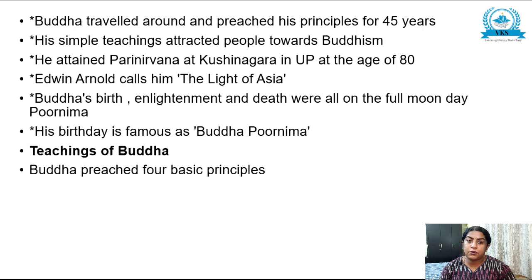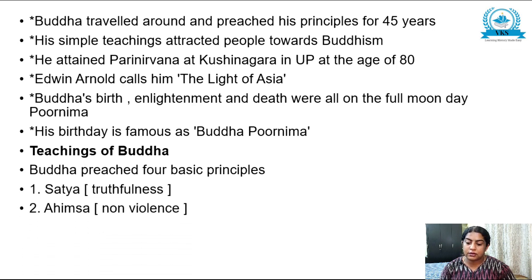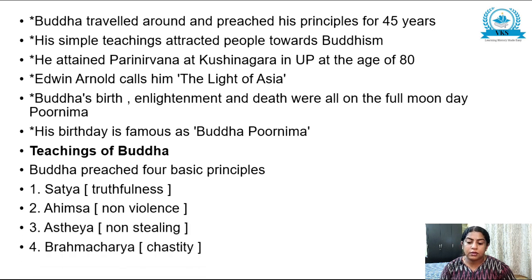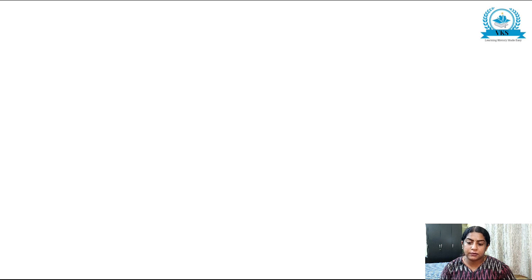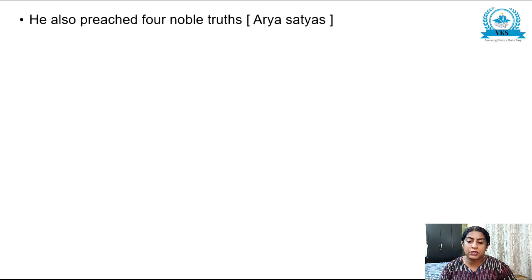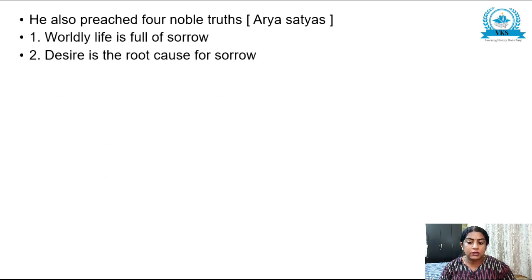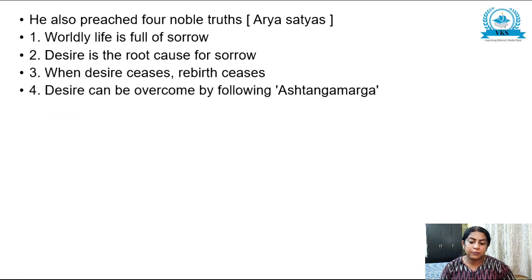Buddha preached 4 basic principles: Satya, truthfulness; Ahimsa, non-violence; Asteya, non-stealing; Brahmacharya, chastity. And he also preached 4 noble truths, that is Arya Satyas. Worldly life is full of sorrows. Desire is the root cause of sorrow. When desire ceases, rebirth ceases. And desire can be overcome by following Ashtanga Marga.